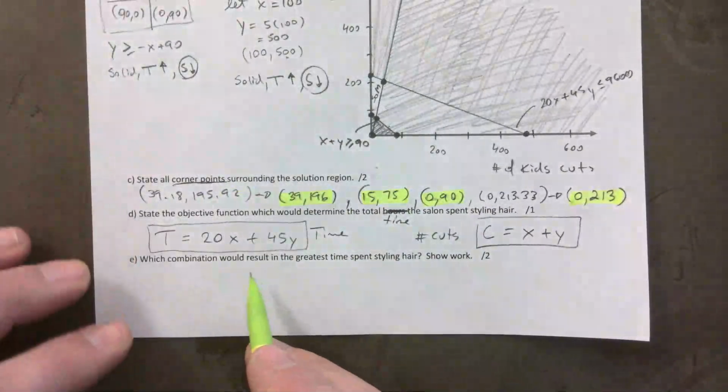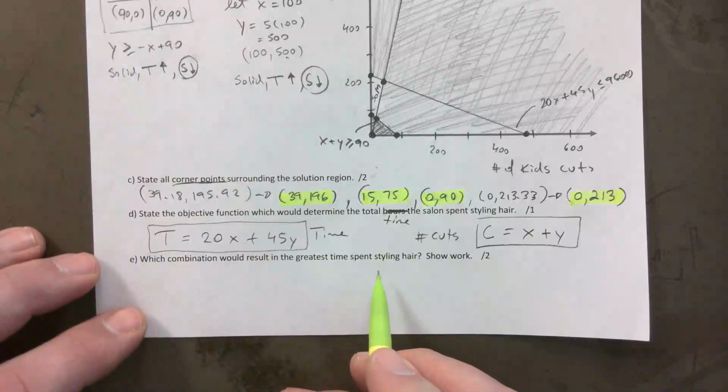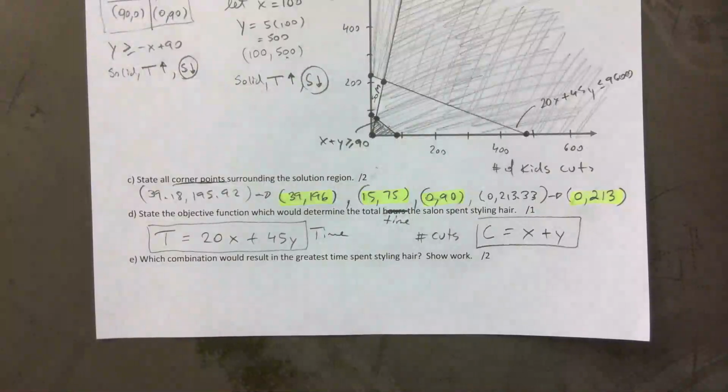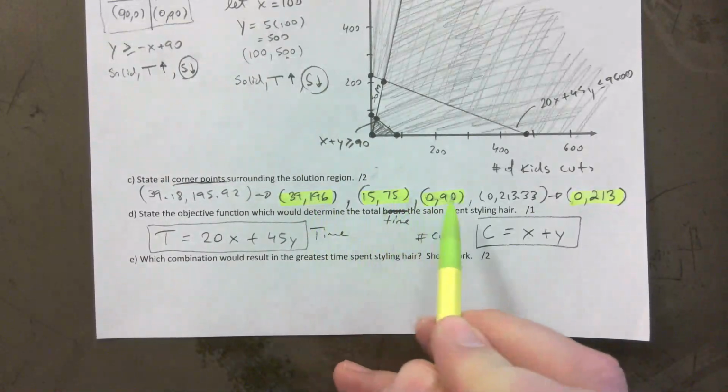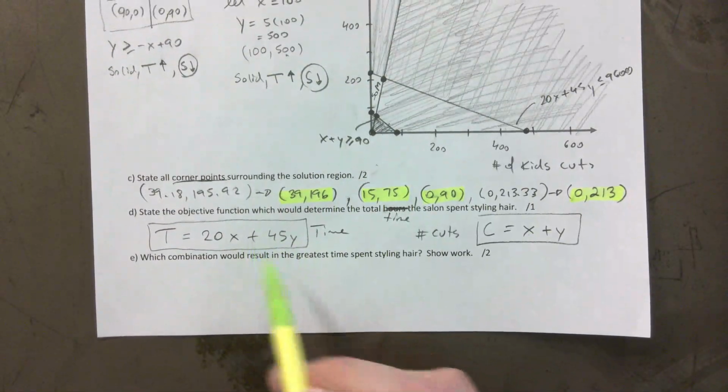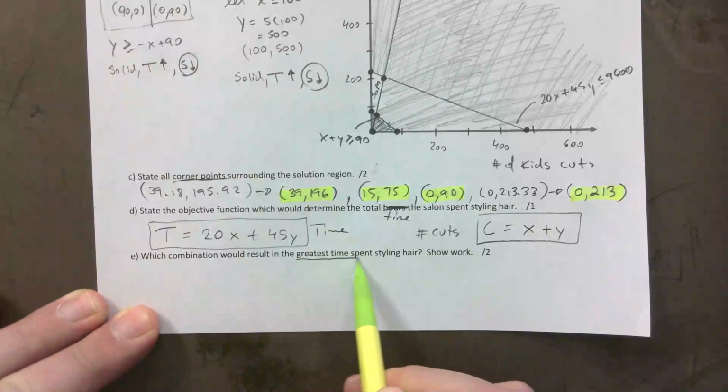Next, which combination would result in the greatest time spent? I think I'm just going to give you the key on this one, just to save us some time. And it's posted as well. So what you do is you plug in every single corner point into your objective function and see which one gives you the greatest time spent styling hair. So I did that.